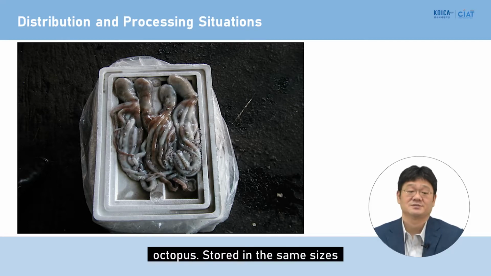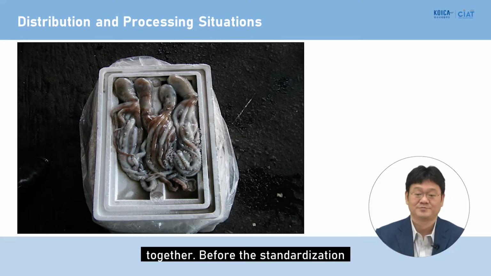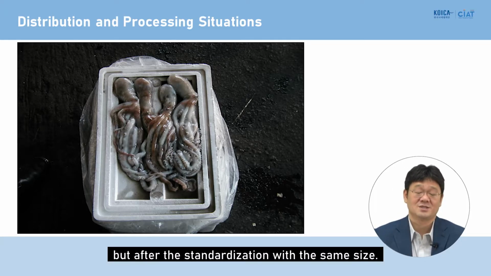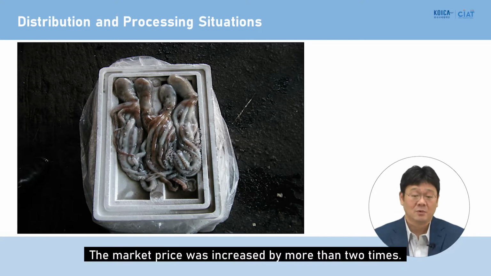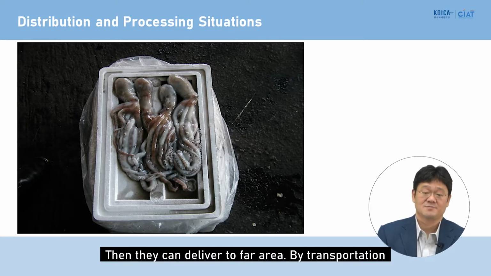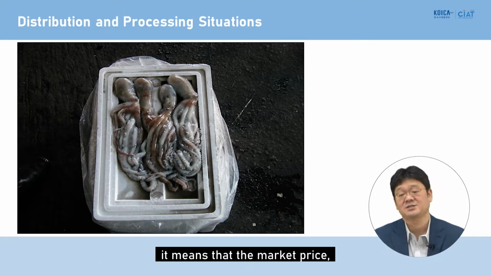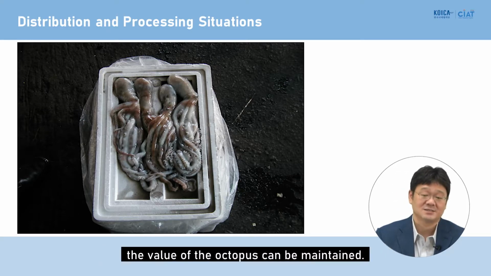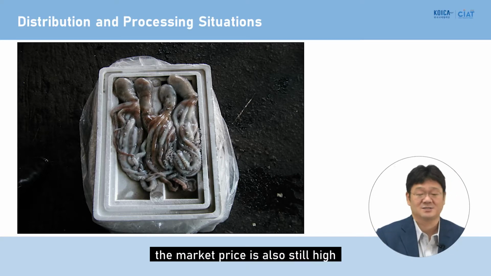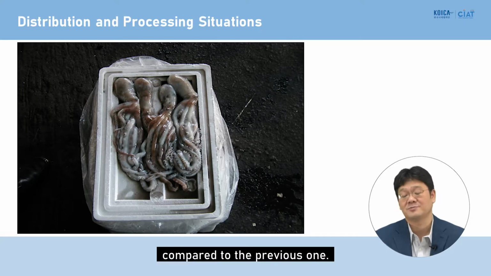This is fresh octopus, stored together in the same size. Before standardization, the price of octopus, this species, was really cheap. But after the standardization, with the same size, the market price increased by more than 2 times. Also, it can keep the freshness. Then it can be delivered to a far area by transportation. It means that the market price, the value of the octopus, can be maintained. So at the final destination, the market price is also still high compared to the previous one.